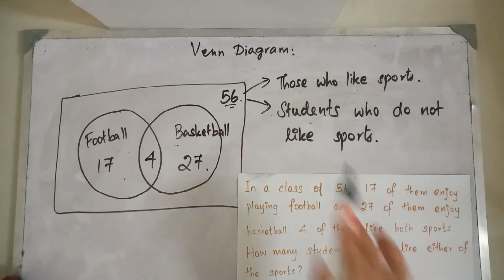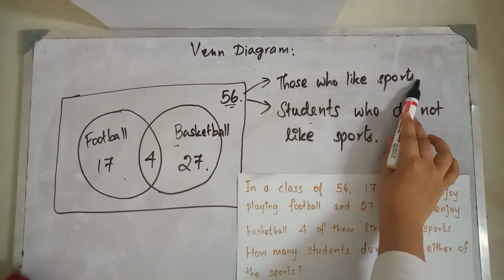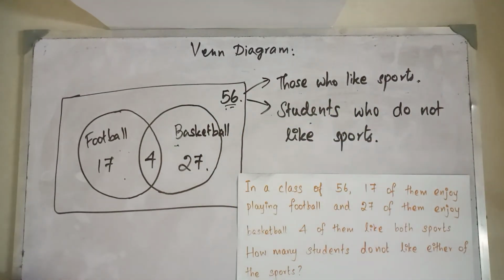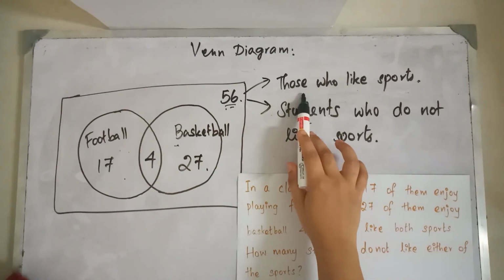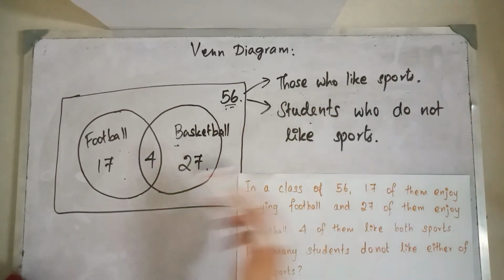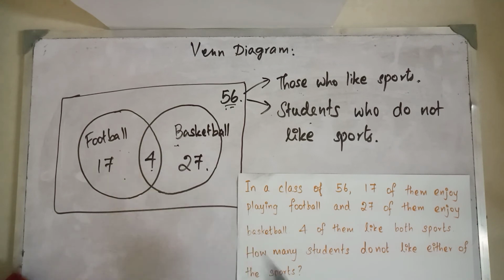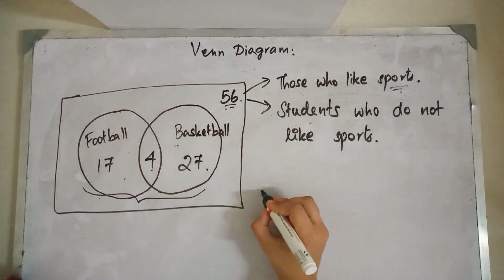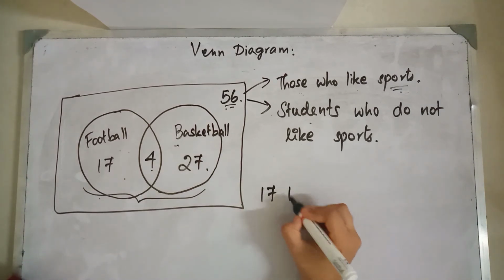So now it will be easy for us if we find this out, and then we can subtract this number from 56 and find this out. So we'll have to find out the number of students who like sports, either football or basketball or both football and basketball. So like I've shown you in the example before, how do we find out the total number of students in this Venn diagram? How do you find this out? We have 17 and we have 27.